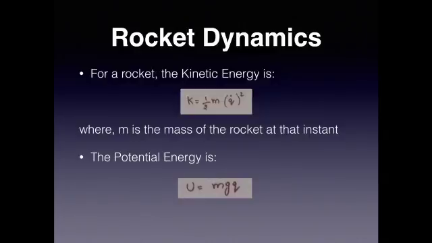Next, we move on to the fourth and the final topic of the science project: the rocket dynamics using Lagrangian and Hamiltonian mechanics. For a rocket, the kinetic energy is K equals half m q dot squared, where q dot is the velocity and m is the mass of the rocket at that instant. The potential energy U equals mgq, where q is the position coordinate of the rocket.